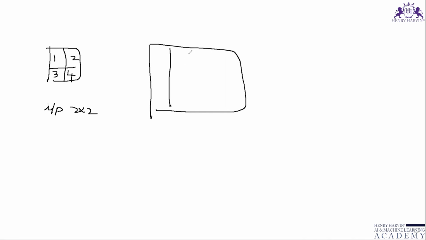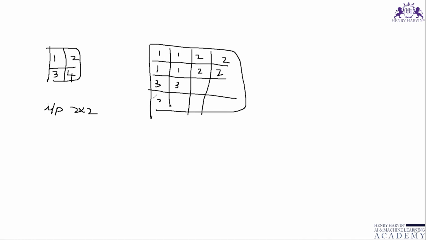Say, for example, I have this one, so here I have 1, 2, 3, 4. If I do nearest neighbor, the input is 2 cross 2, so the output is actually 4 cross 4. What you can see here is 1, 1, 1, 1, and 2, 2, 2, 2, 3, 3, 3, 3, 4, 4, 4, 4. If you choose the bed of nails approach, it could be the same input.